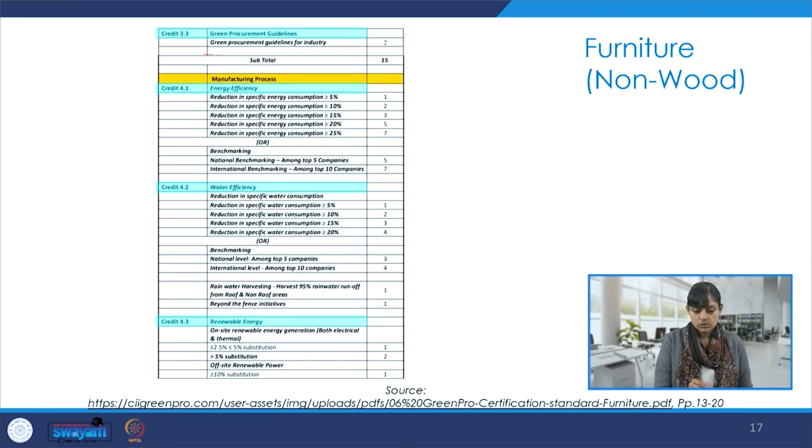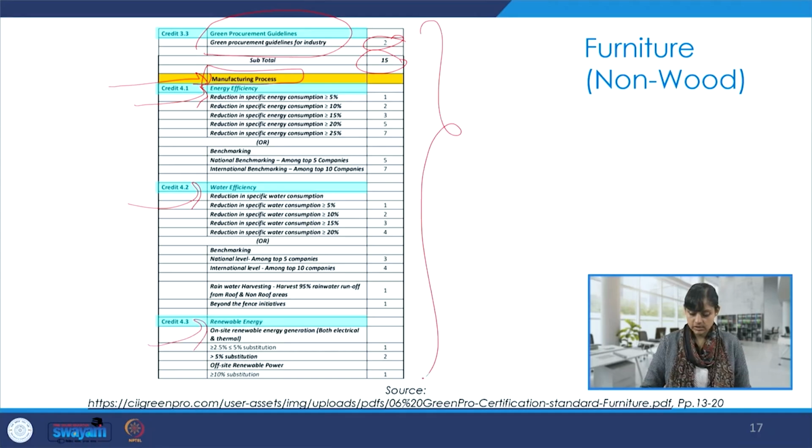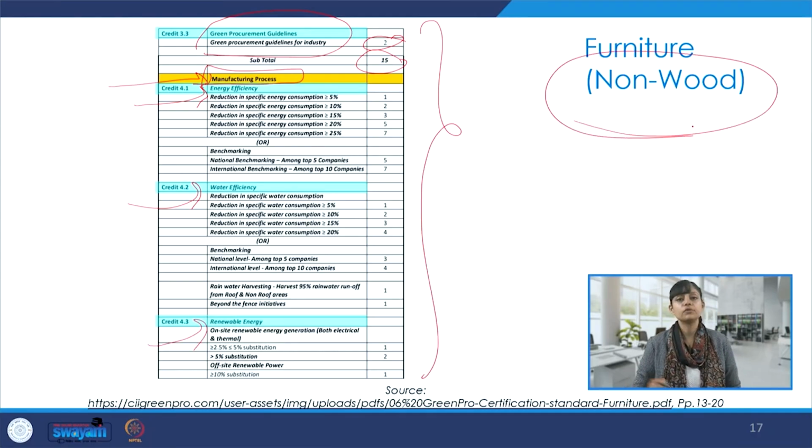And there is also the green procurement guidelines for industry. They also have some points. Then there is also an important order which is manufacturing process, and within that we have credit 4.1 for energy efficiency, 4.2 for water efficiency, 4.3 for renewable energy, and then we have all these credit points associated with it. And we are still talking about non-wood furniture here.